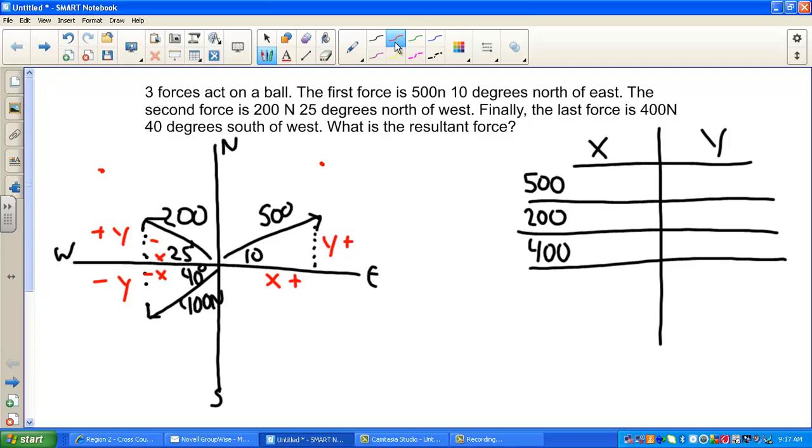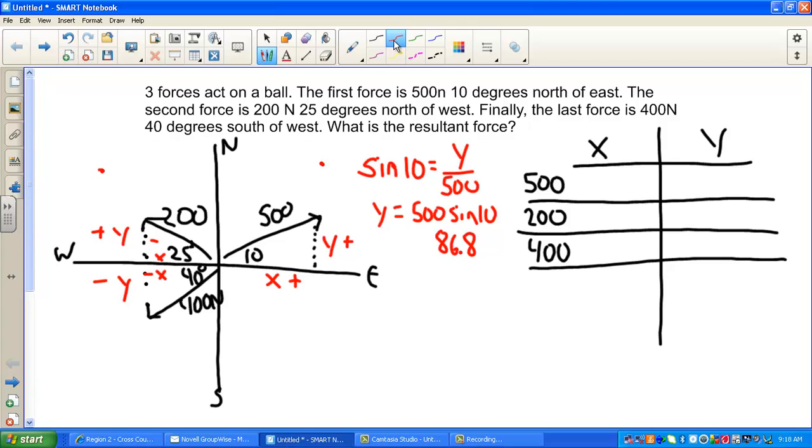First step, let's look at the 500 Newton vector. Knowing SOHCAHTOA, let's get the Y side. It's the opposite side. So that's sine function. The sine of 10 is opposite over hypotenuse 500. So Y equals 500 sine 10. We'll punch that out. 500 sine 10. That comes out to be 86.8.